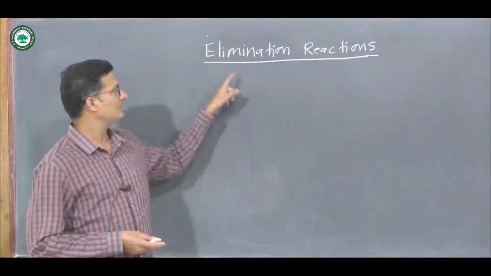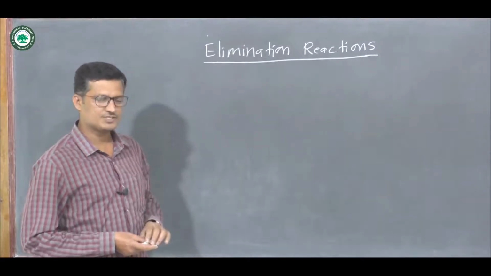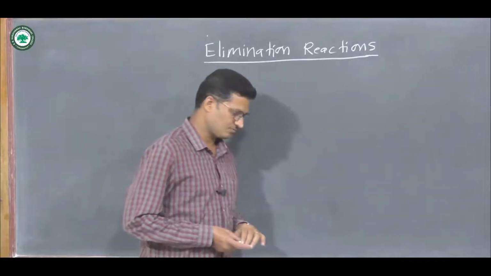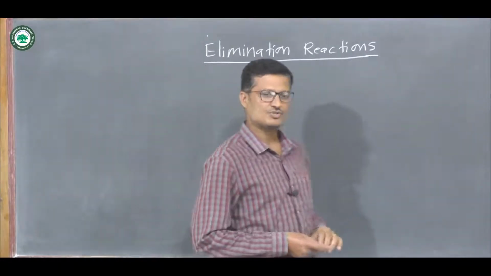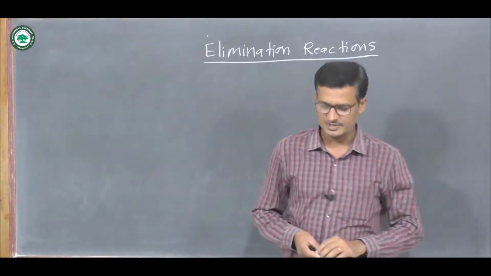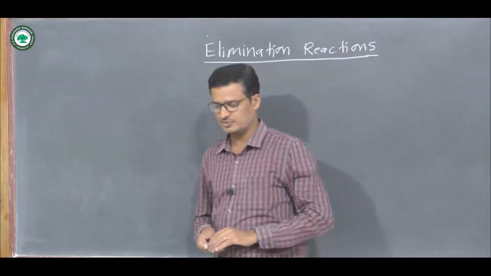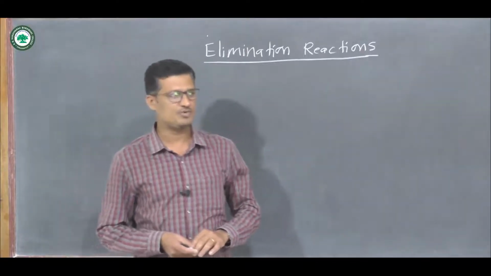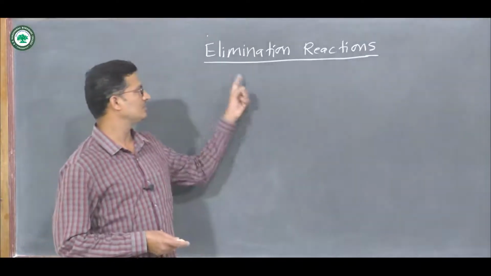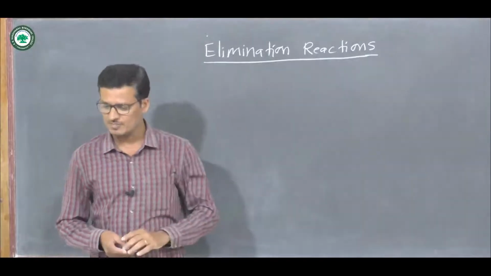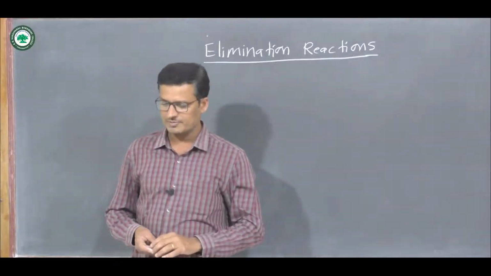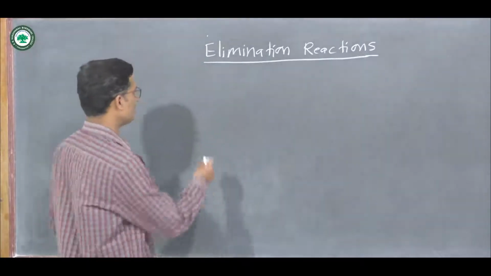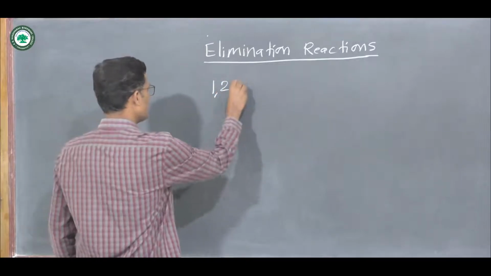So from the reactant we remove two atoms or groups of atoms and then we get a product. The product has a higher degree of unsaturation, and such types of reactions we call elimination reactions. And when we think about elimination reactions, here we think about the 1-2 elimination.